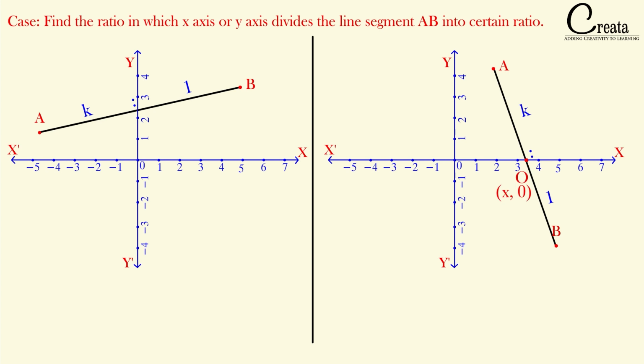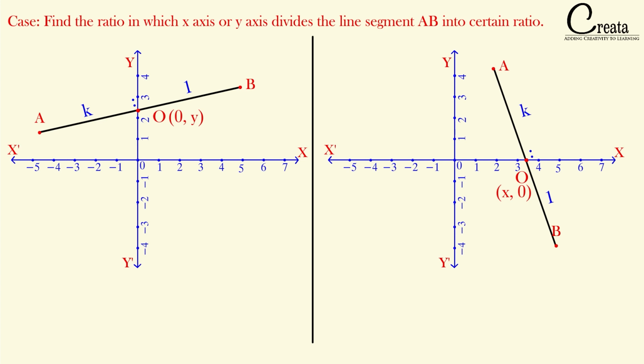All the points on the x-axis will have y as 0. So we will not assume the point as (x, y). We will assume the point as (x, 0). Similarly, for the y-axis, we will assume the point as (0, y). All the points on the y-axis will have x as 0.